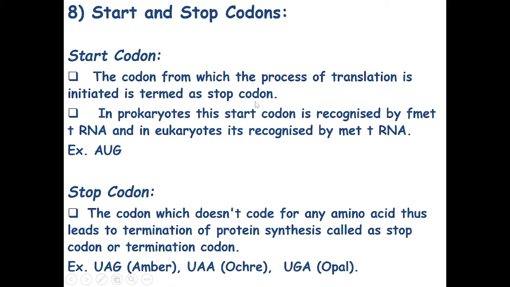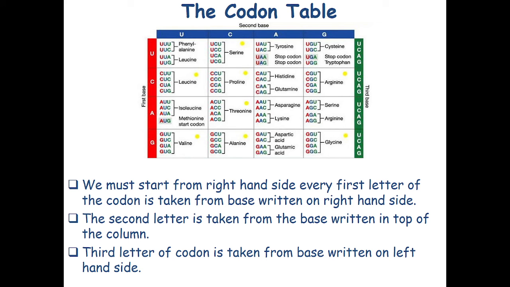The start and stop codons, most of you might know about this. The start codon is the codon that initiates the process of protein synthesis, that is, it codes for the first amino acid, and it is AUG. The stop codon is the codon that terminates the process of protein synthesis. There are 3 stop codons: UAG, UAA and UGA. The codon table contains a total of 64 codons, and as you can see in this figure, these codons code for different types of amino acids.